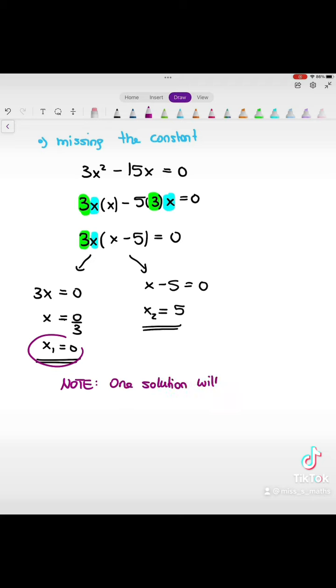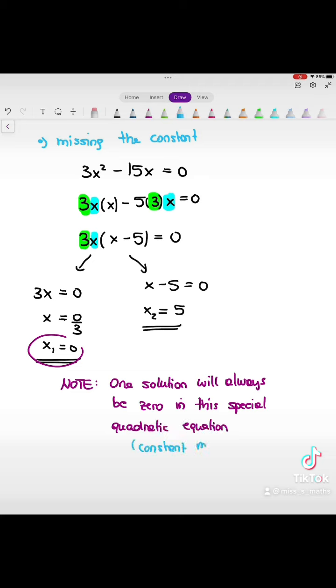be 5. Whenever you are not having a constant in your quadratic, you will always get x is equal to 0 as one of your solutions. So that will always happen because you were able to factorize x out of the way, and therefore in that product x is one of those possible zeros.